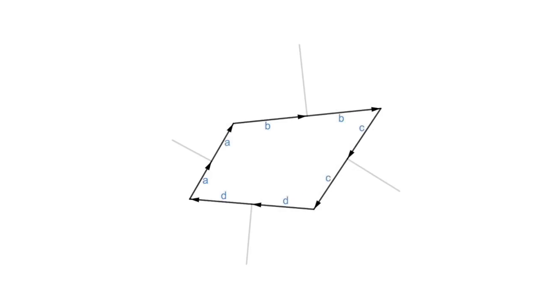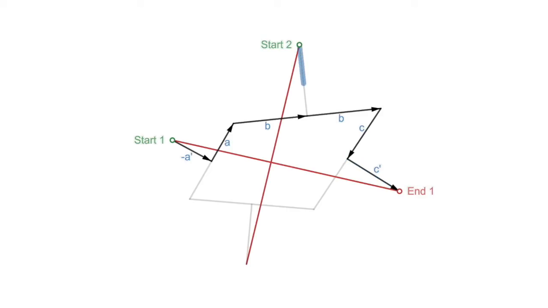Okay, now let's look at the vectors that take us from one end of each red line to the other. The first line can be expressed as negative A prime plus A plus B plus B plus C plus C prime. And the second one is negative B prime plus B plus C plus C plus D plus D prime.